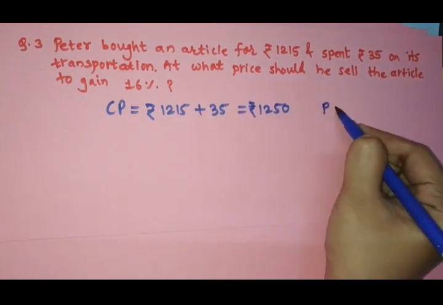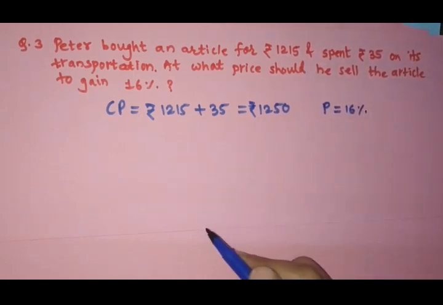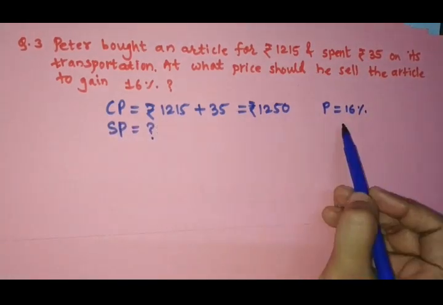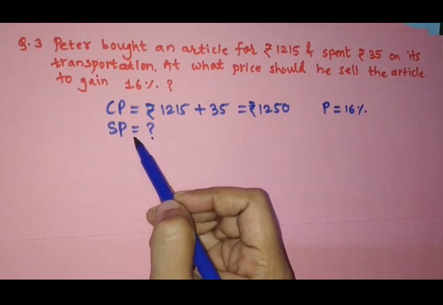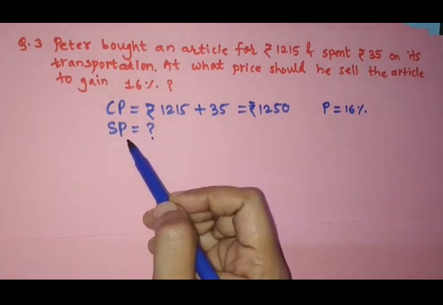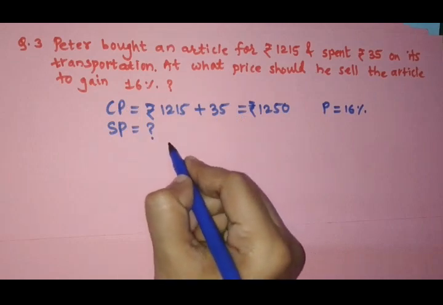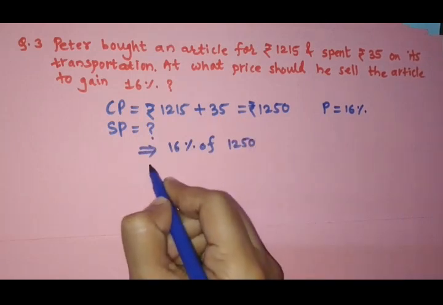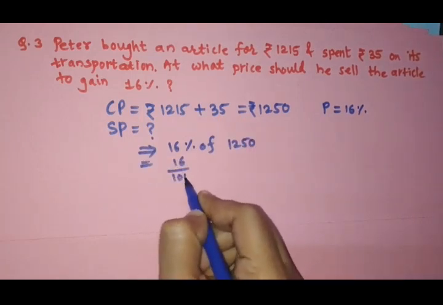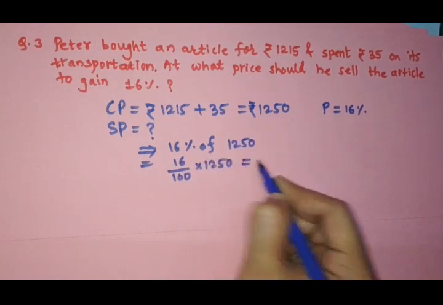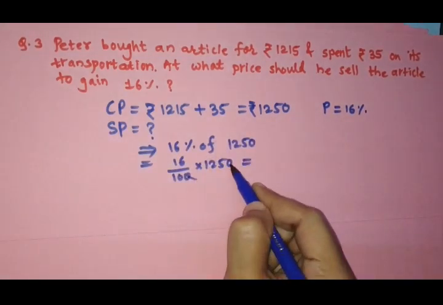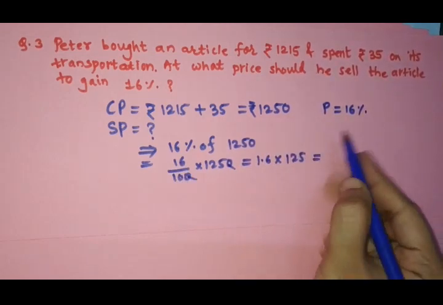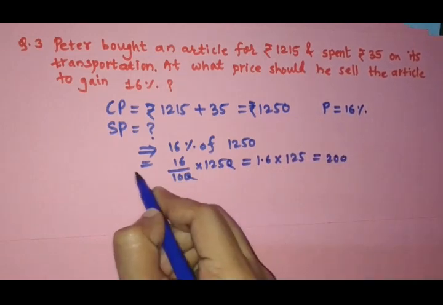Now one more thing is given, that profit is 16%. Now we need to find out what the selling price is. So in this question, cost price is given, profit percent is given, and we need to find the selling price. First of all, we'll find 16% of this cost price. 16% of 1250 is nothing but 16 divided by 100 of 1250. If we calculate it, it will become 1.6 multiplied by 125. So children, you will get here 200. So 200 is nothing but the profit.